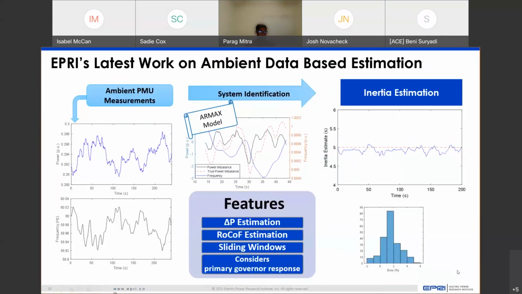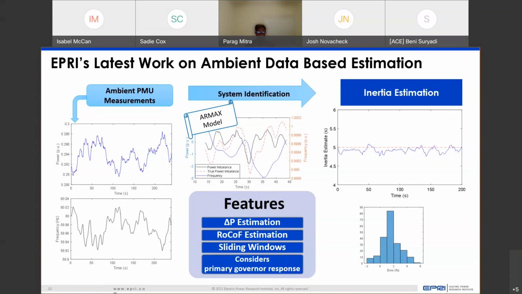So EPRI is actually doing some work on this ambient data-based estimation. At EPRI, we have been developing this particular framework, and what this framework does is it essentially takes the PMU measurement. So we take the power, we take the frequency, we do some signal processing to find out the accelerating power in the system and look at the corresponding frequency changes. We try to fit it with an ARMAX model, so we do some system identification. And once we have fitted it to an ARMAX model, we use that ARMAX model to estimate the system inertia.